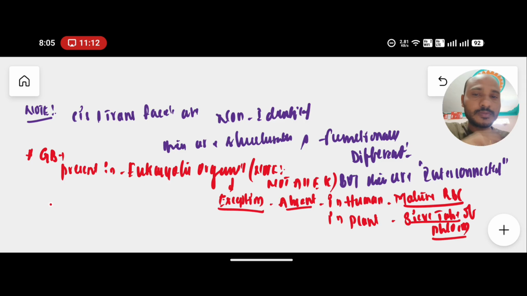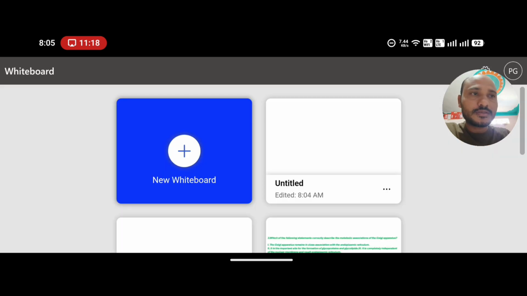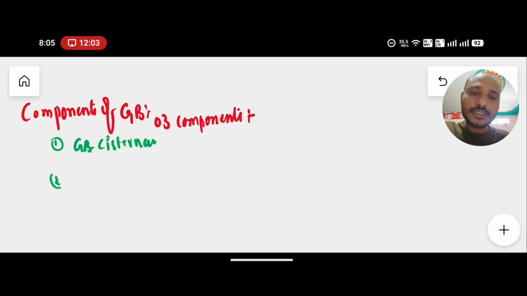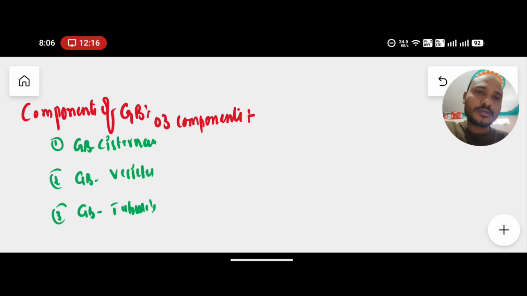And now we move on to the components of Golgi bodies. Generally in the Golgi body there are three components. The first one is Golgi body cisternae. The second one is Golgi body vesicles. The third one is Golgi body tubules.